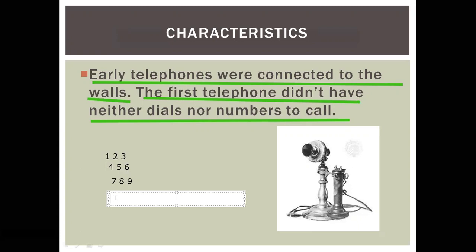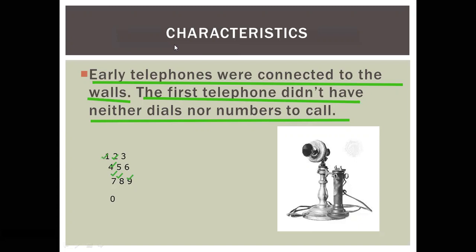1, 2, 3, 4, 5, 6, 7, 8, 9, and you have only 10, 0 there. So you call and you click on the button, beep, boop, boop, beep, boop, boop, and you call and it starts ringing. You didn't have that. So how did you do that? How can you call a friend if you don't know the number?